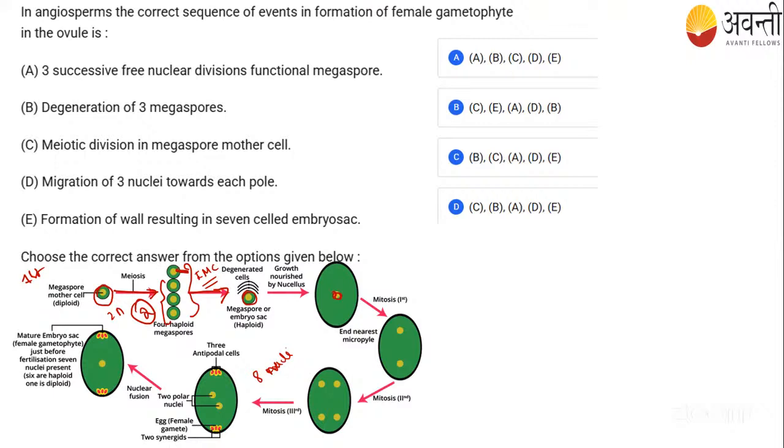Now the cell wall formation is going to happen. Now the cell wall is formed around all of them. In the center there will be two nuclei, and in the micropylar end there will be the egg cell and two synergids, and the antipodal cells will be at the chalazal end. At the chalazal end there will be three antipodal cells. Now this is called a seven-celled and eight-nucleate structure, and we are going to call it the embryo sac.